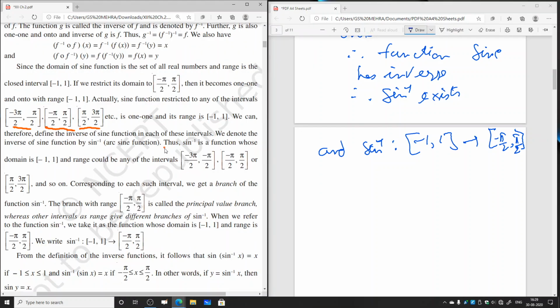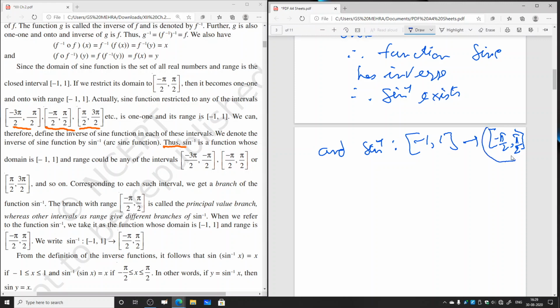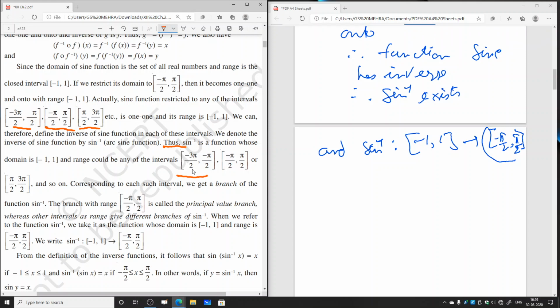The sine inverse is a function whose domain is the closed interval -1 to 1 and the range could be any of the intervals. So if you replace the closed interval -π/2 to π/2 with the closed interval -3π/2 to -π/2, or with π/2 to 3π/2, then it will still remain a sine inverse function only. Corresponding to each such interval we get a branch of the function sine inverse.